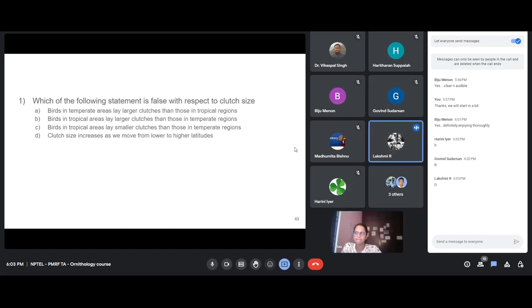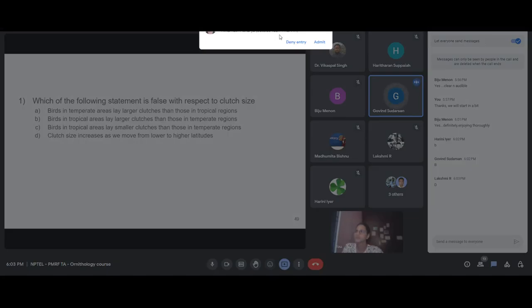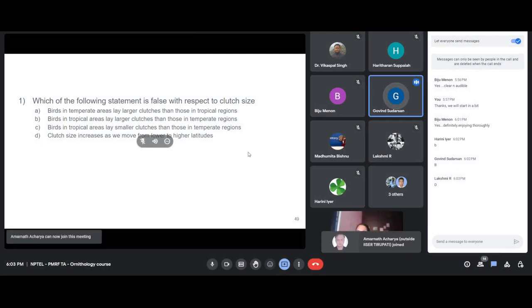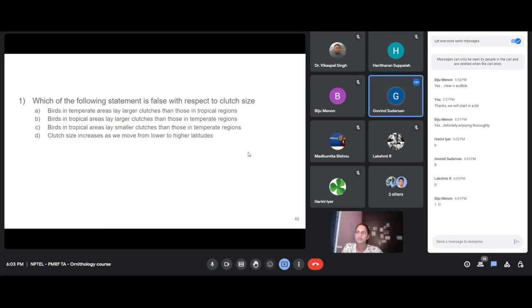Ma'am, for the choice I made, the reason is clutch size doesn't depend on the altitude, ma'am. It's latitude. Sorry, I misread it, ma'am. It's okay, we all do the same during the exams, speaking from experience. Also, wouldn't clutch size depend upon the latitude? Higher latitudes have a lower amount of predators and lower temperatures too, so it makes sense to have greater clutches.